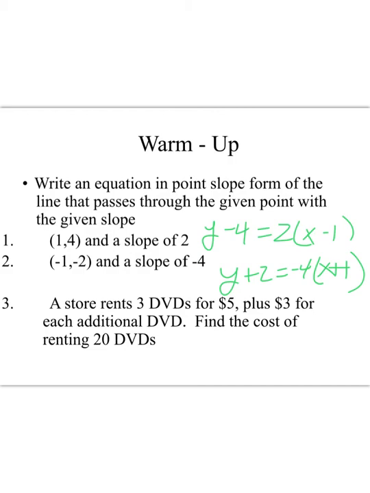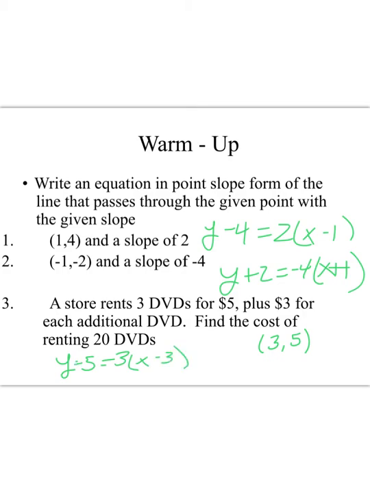3 DVDs for $5, and then $3 for each additional DVD. So that 3 is going to be our slope, $3 per DVD. So it's asked to write it in point slope form. So it's going to be y minus 5 equals 3 times x minus 3.